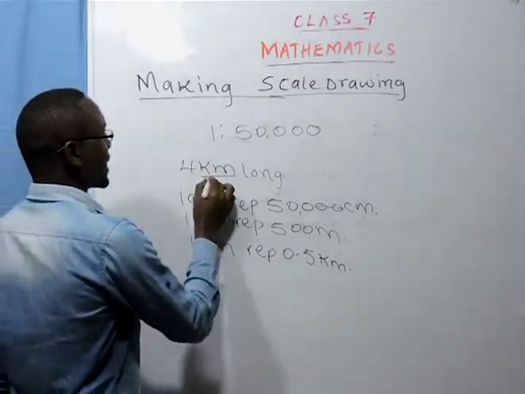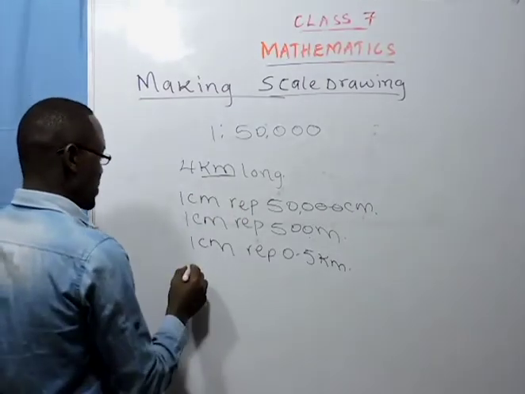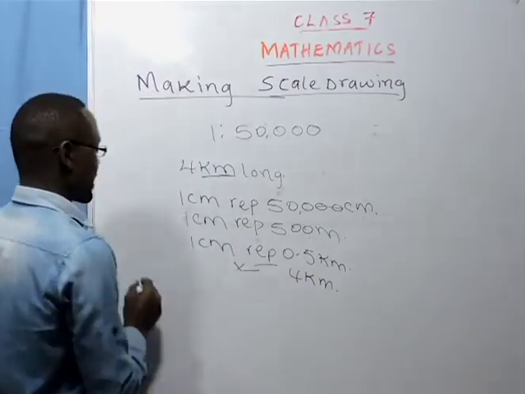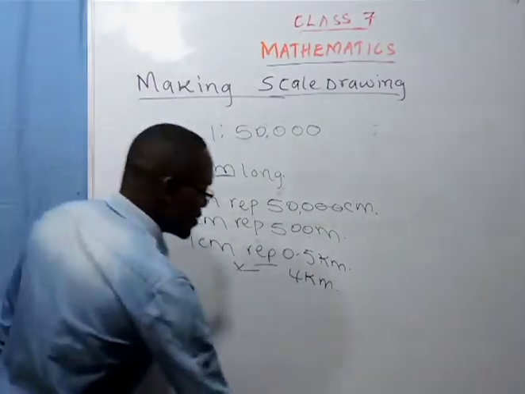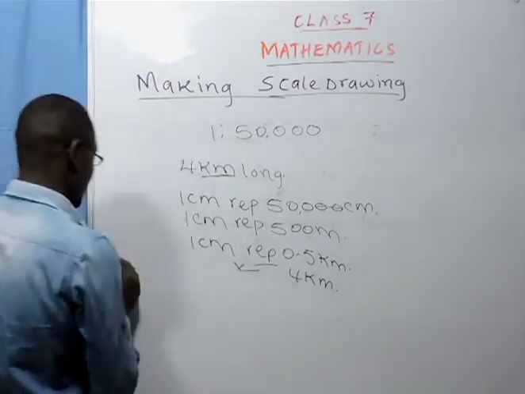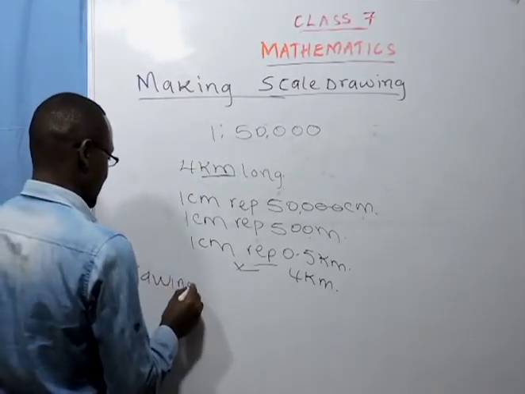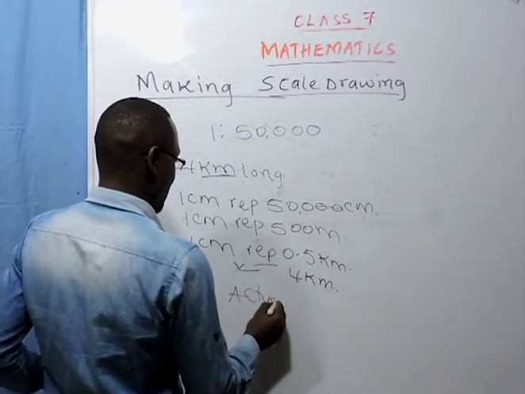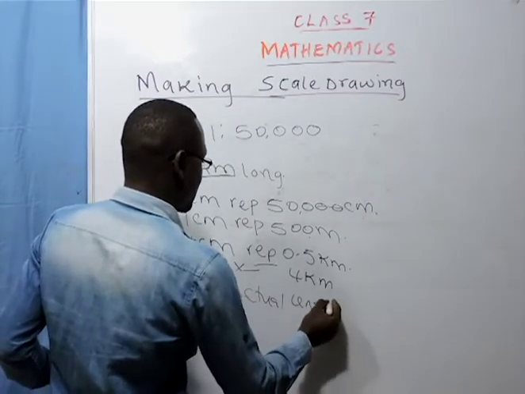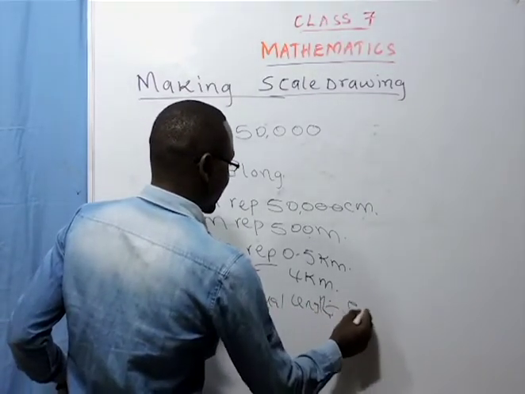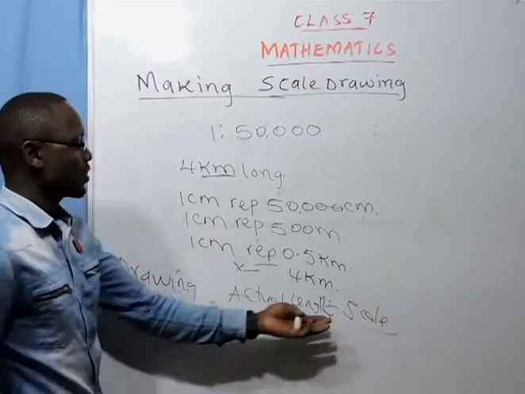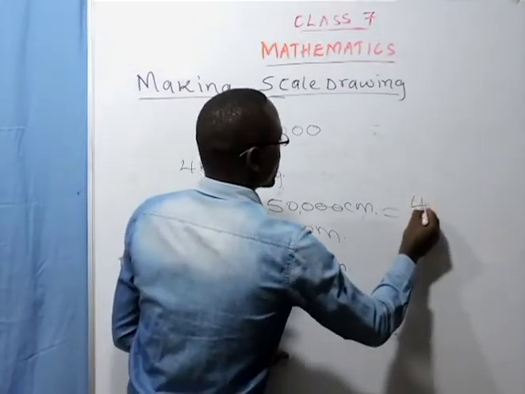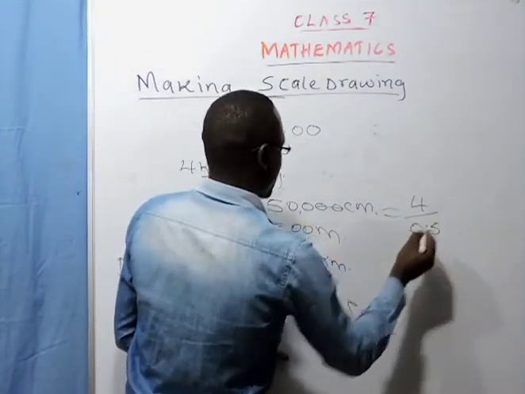So if 1 centimeter represents 4 kilometers, what about 4 kilometers? How many centimeters will represent 4 kilometers? In other words, to get the drawing length, we take the actual length divided by the scale. We get the actual length, we divide by the scale. In our case, the actual length is 4 kilometers divided by the scale, which is 0.5.